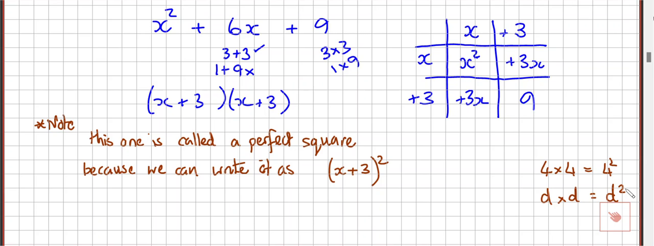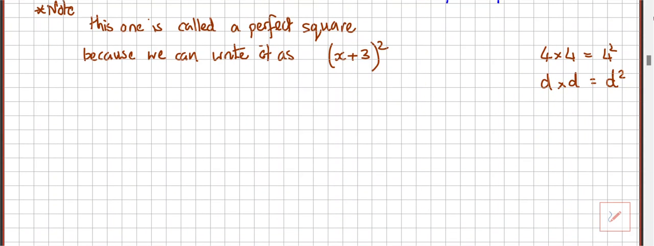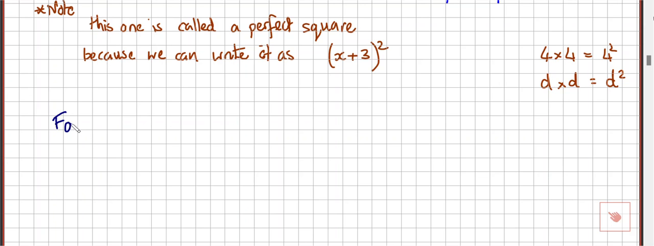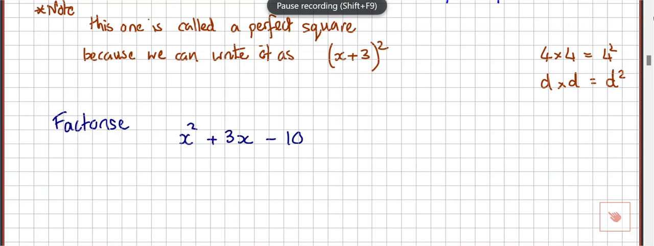Now I'm going to do one more with you, and then I think the first page of that sheet we do. The way I'm going to make it slightly harder is I'm going to introduce negatives. Okay, so factorize x squared plus 3x minus 10. So x squared plus 3x minus 10 is the next.